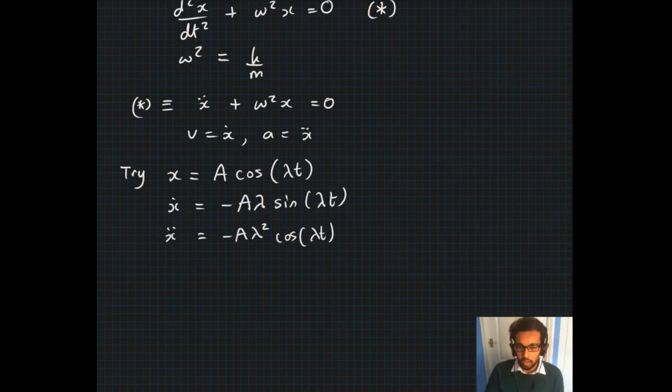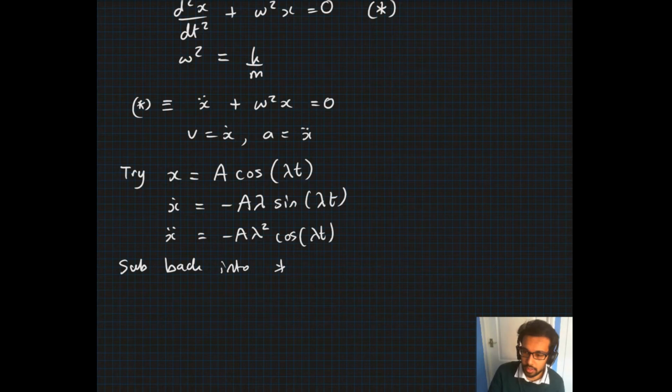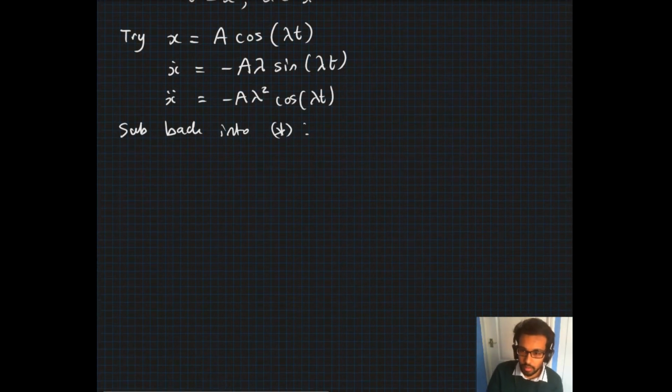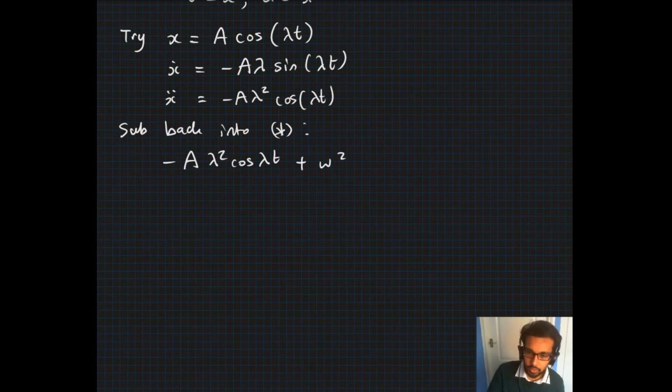Okay, so now if we substitute these back into our star equation for simple harmonic motion, we'll get minus a times lambda squared cos lambda t plus omega squared times a cos lambda t equals 0.